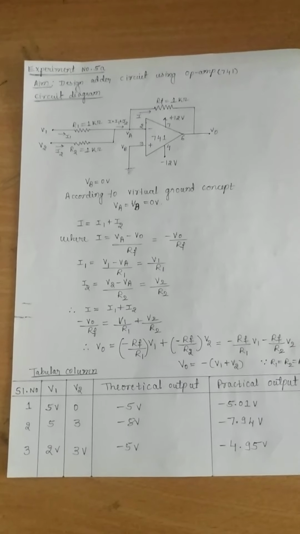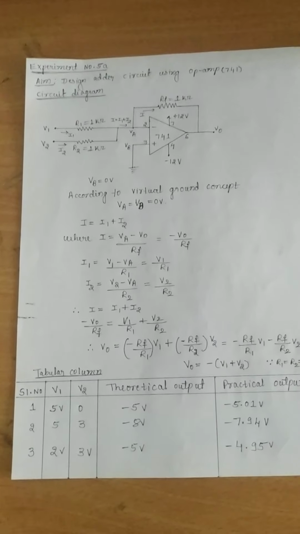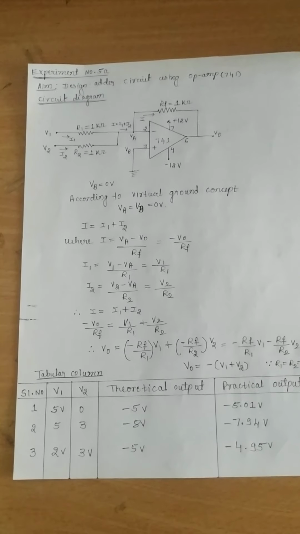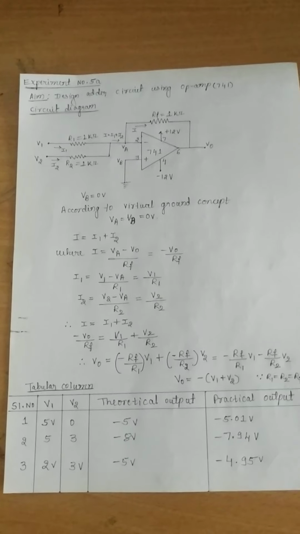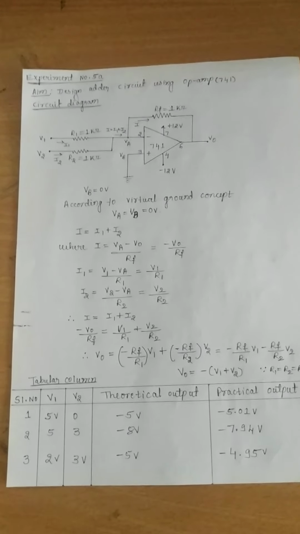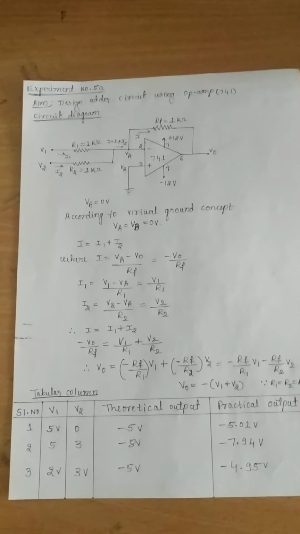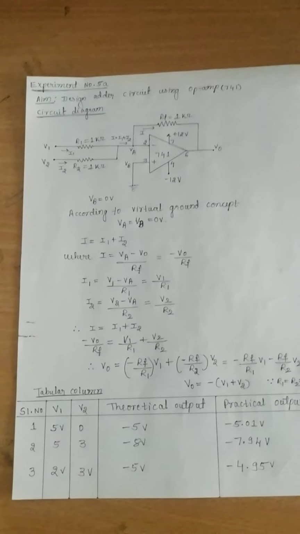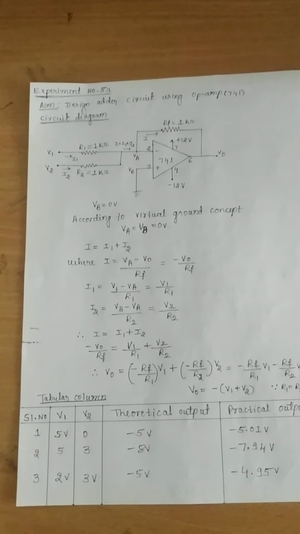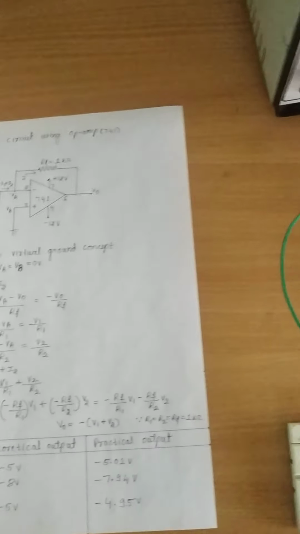In the tabular column shown here, you have to vary the values of V1 and V2. Theoretically, you have to calculate the output voltage using the equation minus (V1 plus V2). Practically, you have to observe the output by varying the V1 and V2 voltages. The aim of the experiment is an adder circuit, that means it has to add both inputs. You can give more than two inputs also, V1, V2, V3. Now I will show the output connection for the same experiment.